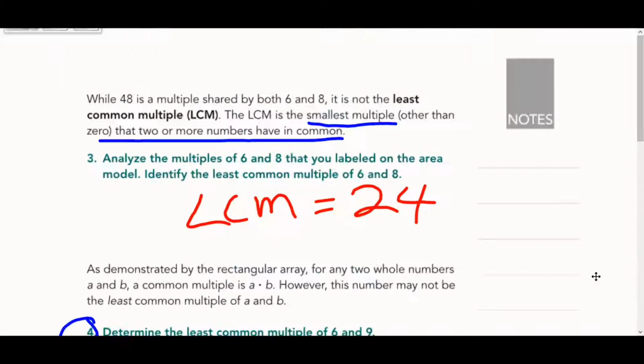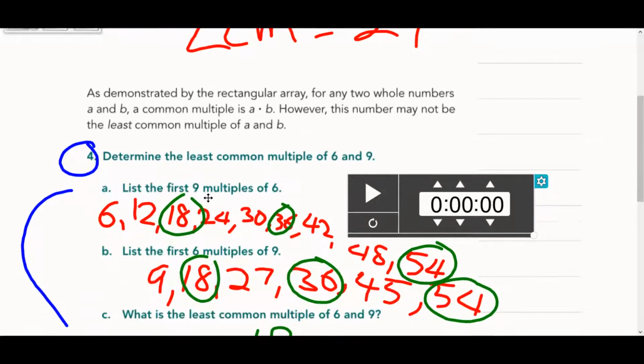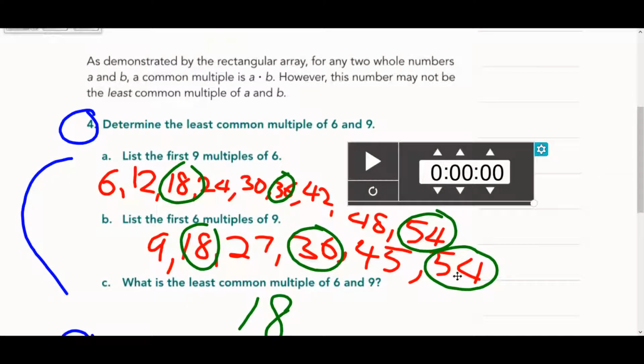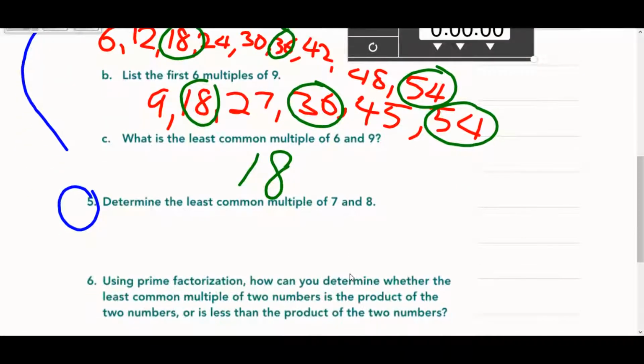Okay, and then we took a look at the least common multiple, because they both have 48 in common. What's the smallest multiple they have in common? Well, 24 is. Okay, so here we had you look for the LCM of 6 and 9. So we counted by 6s all the way from 6 to 54. Then you counted by 9s all the way from 9 to 54. And then we circled the ones they had in common: 54, 36, and 18. And asked, what's the smallest common multiple of 6 and 9? Well, 18 would be. So the LCM would be 18.